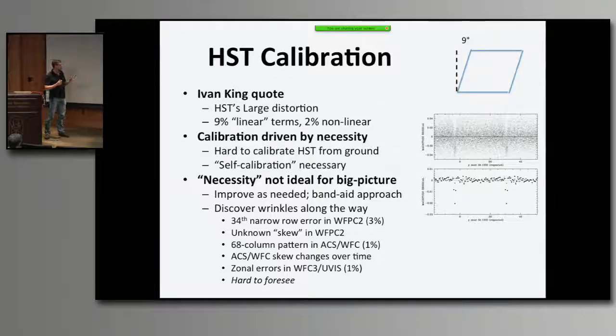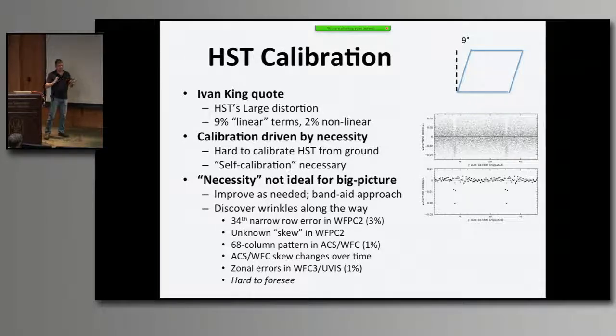With HST, the calibration has been driven by necessity. The first point is it's hard to calibrate HST from the ground because you can't measure the positions of stars from the ground with the precision that you need to calibrate HST. So you can't really make an astrometric standard field from the ground that you can really use on HST.